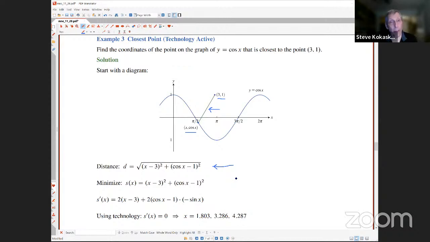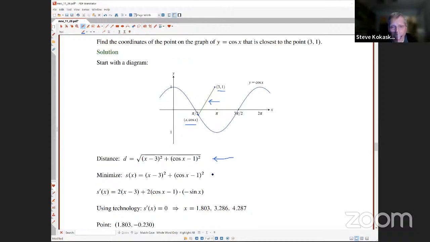And so rather than minimize that function d, we'll minimize its square, which I'll just call s of x. Why is that okay? Well, if you minimize the square, you've certainly minimized that square root, no question. And this function s is maybe just a little bit easier to work with. Now, I didn't write anything down here, Curtis, but what do you suppose the domain for s is?